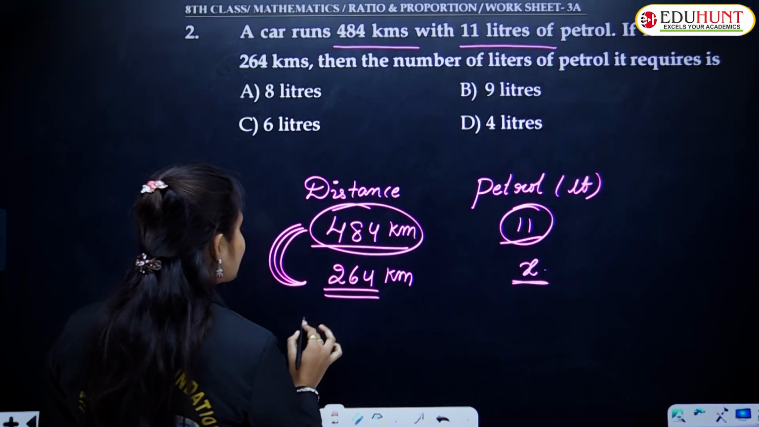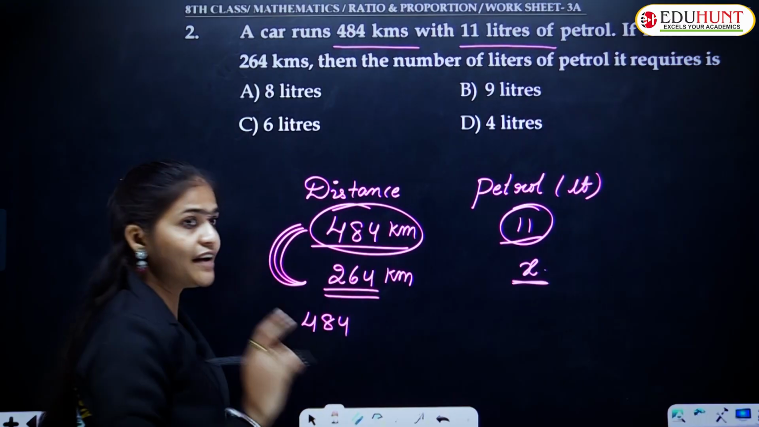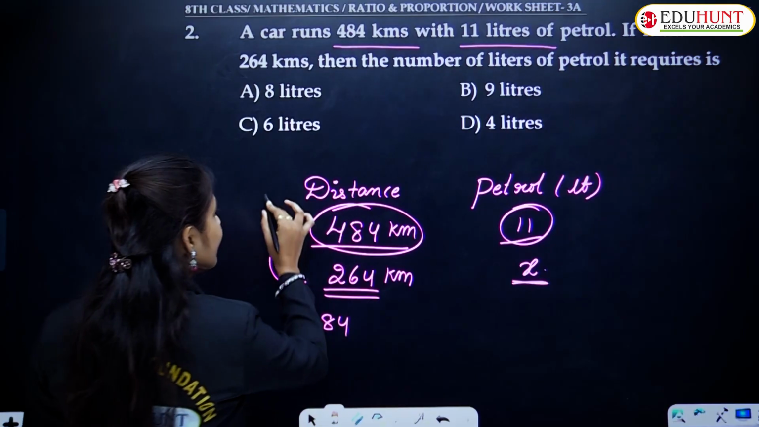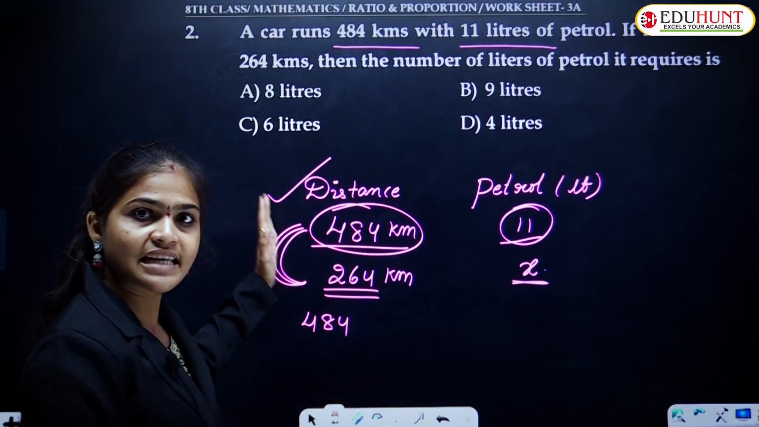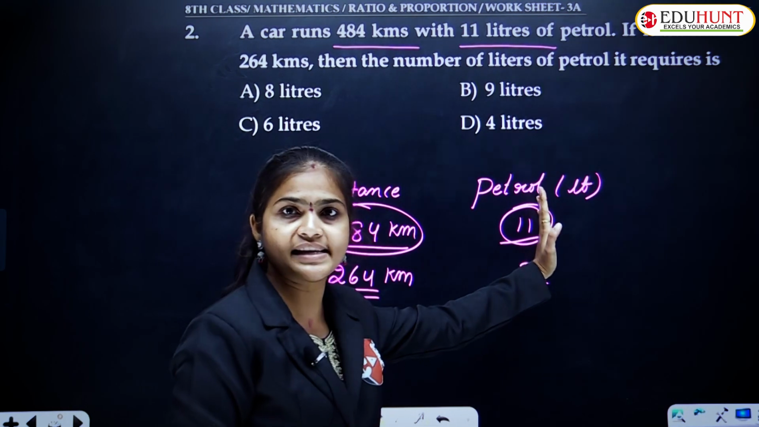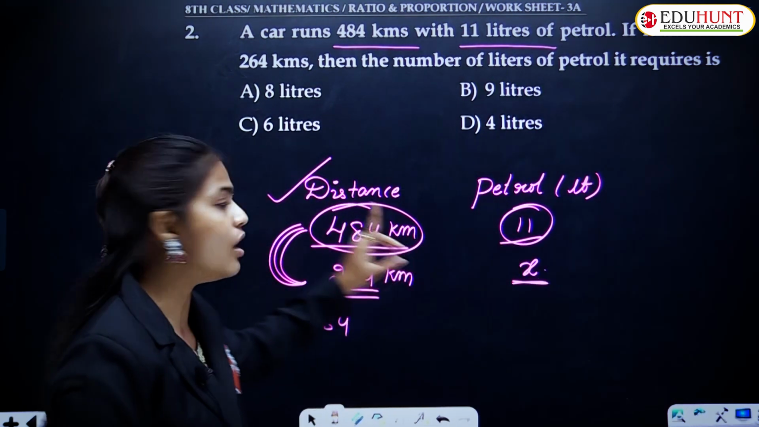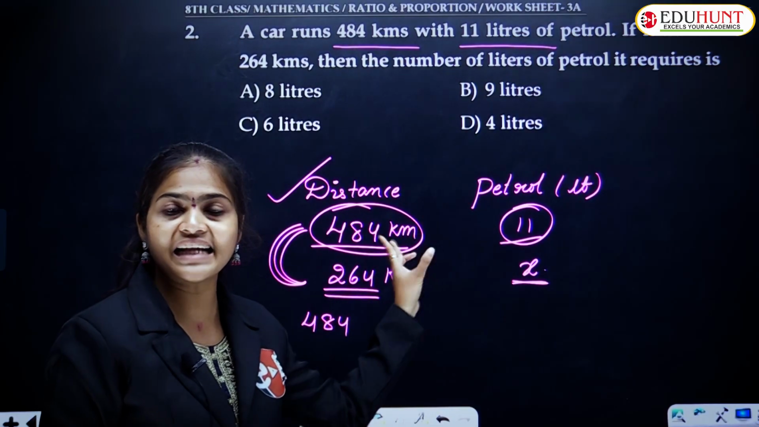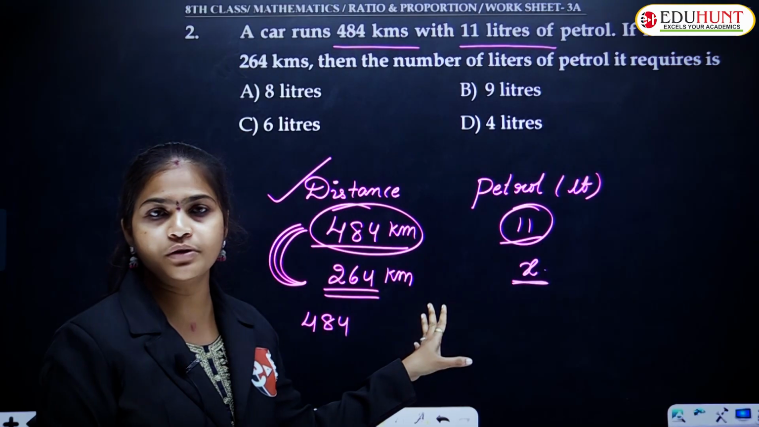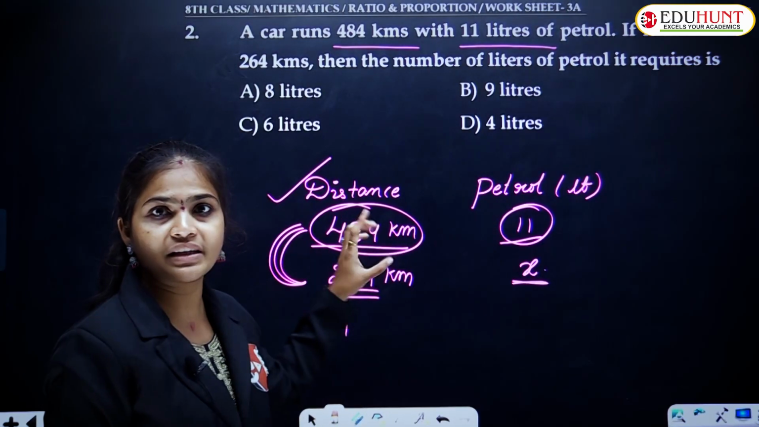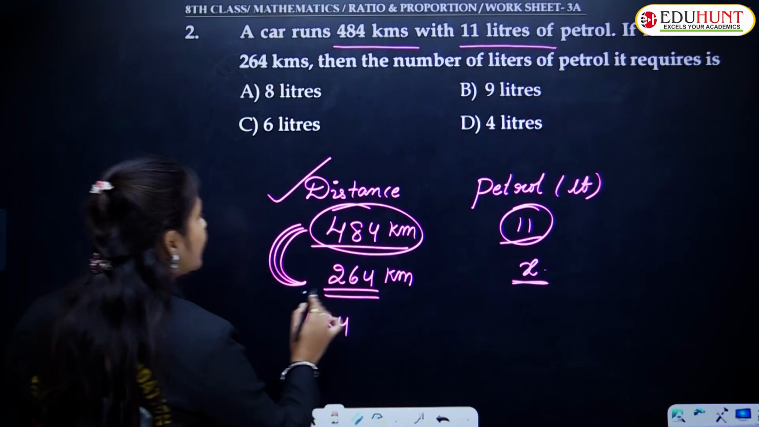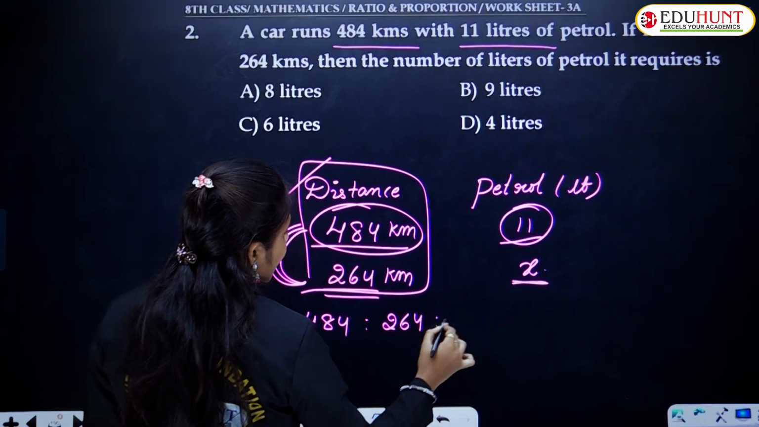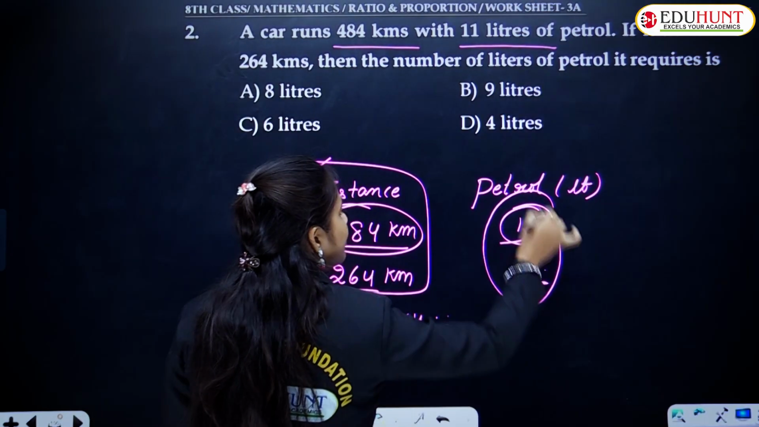So how to apply proportion? We can take the ratio of the same kind of quantities only. Same kind of quantities means we can take the ratio of distance, and we can take the ratio of number of liters of petrol. We should not take the ratio of distance and petrol, because those are two different kinds of quantities. That's why ratio should always be taken for the same kind of quantities only. So take the ratio of distance, 484 is to 264, as the ratio of number of liters of petrol.